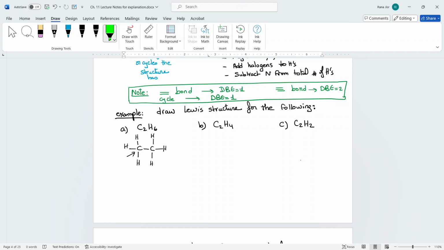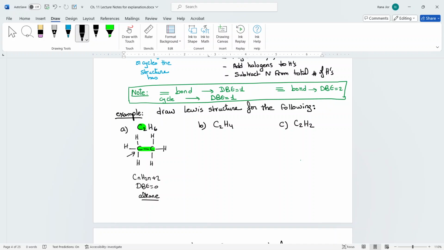But the whole idea is whenever you have more than one carbon, you need to connect the carbons together and make sure that every carbon has 4 bonds in it. Okay, C2H6 follows the formula CnH2n+2, where n is equal to 2 in this example. So this means that the DBE is equal to 0, and I have no double bonds or cycle in my structure, so definitely I am working with an alkane, and an alkane is all single bonds.